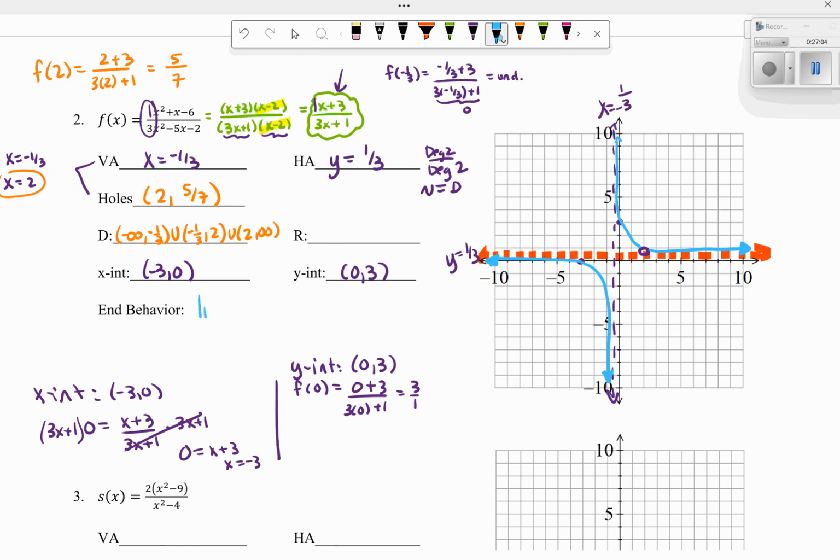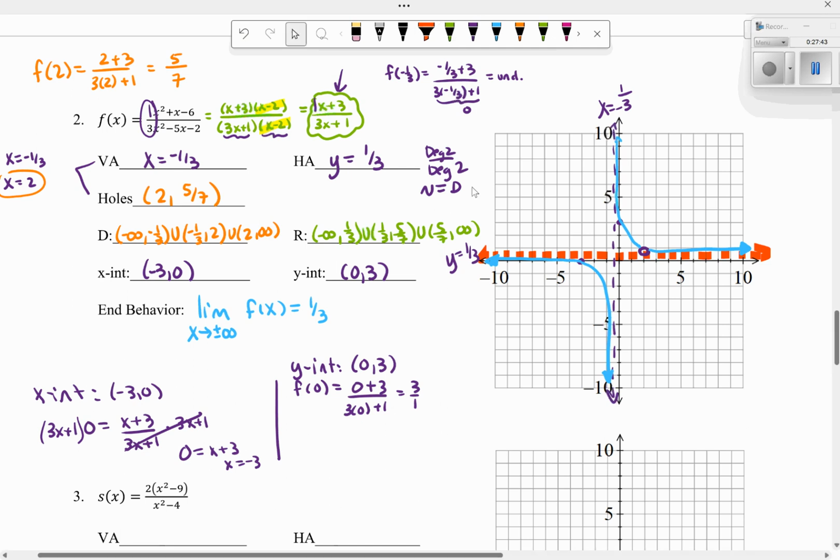So then the end behavior would be the limit as x approaches plus or minus infinity for the function f of x is going towards the asymptote, which is 1/3. Because remember, it always follows your horizontal asymptote. So the range for this one would be all real numbers except for the asymptote and where that hole is on our graph, the y value of the hole. So the range would be -infinity to 1/3, union 1/3 to 5/7, union 5/7 to infinity.